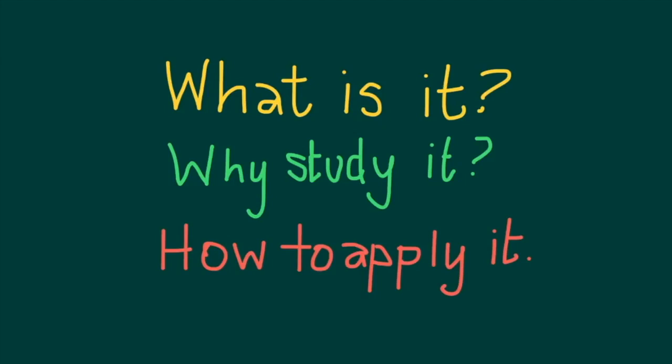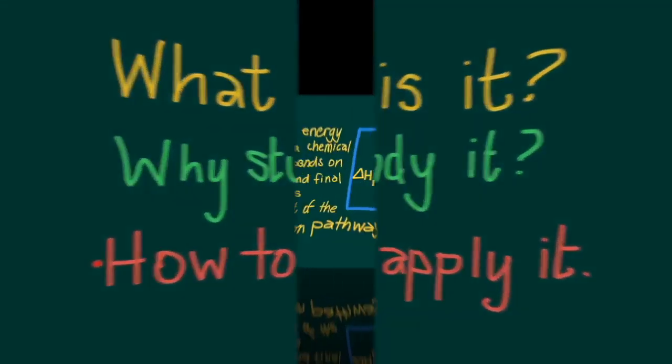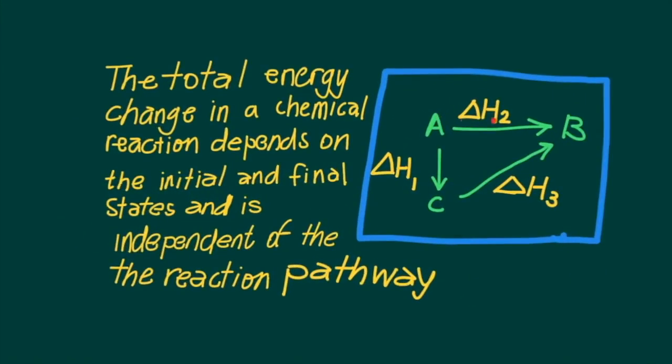And for our 3 main lesson points, we will look at what is Hess's Law, why study it, and how to apply it. If A is converted to B, then the energy associated with this conversion would be the same if A were first converted to C and then C converted to B. The total energy change in a chemical reaction depends on the initial and final states and is independent of the reaction pathway.